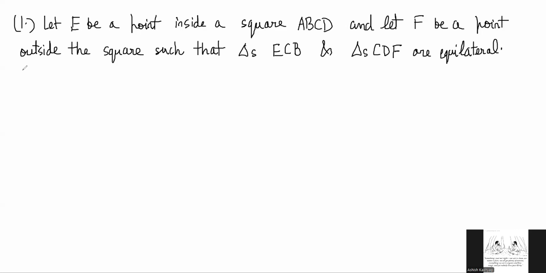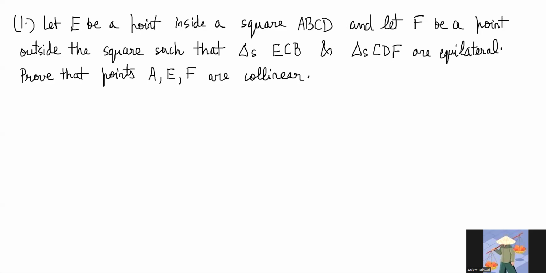You have to prove that points A, E, and F are collinear. Everybody knows the meaning of collinear, right? Yes, sir. Collinear means they lie on the same straight line. And the usual way to prove that points are collinear is to see whether the angles that they make add up to 180 degrees. Is that clear to everyone?